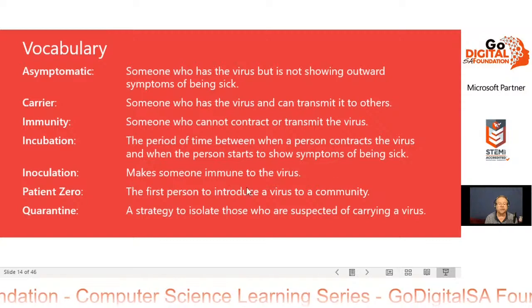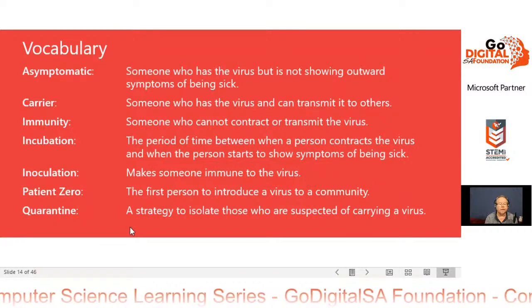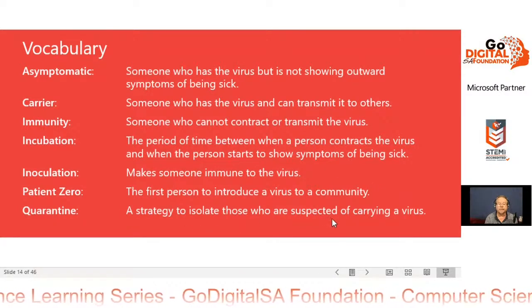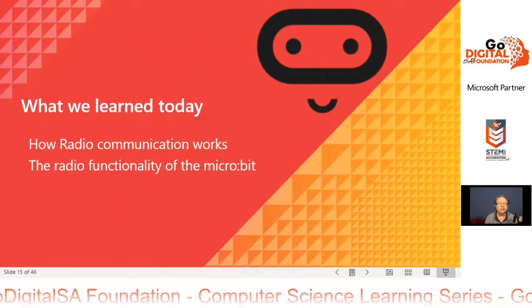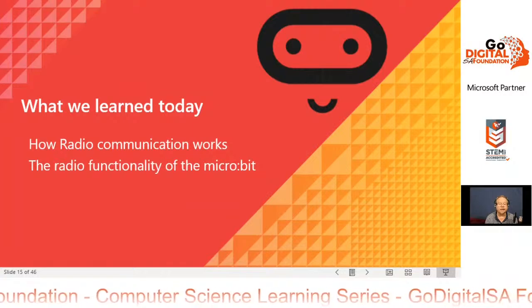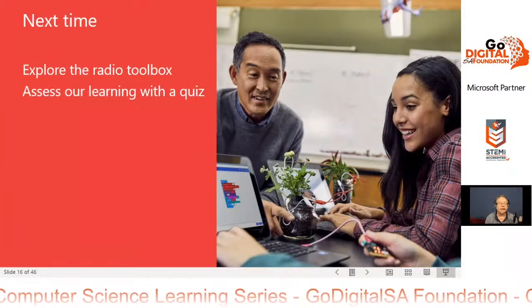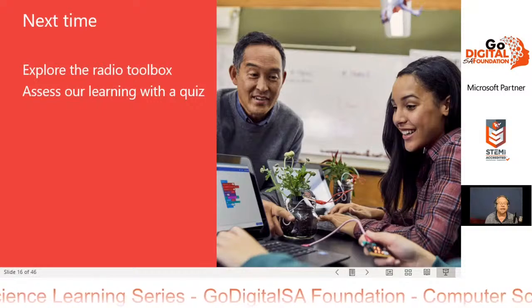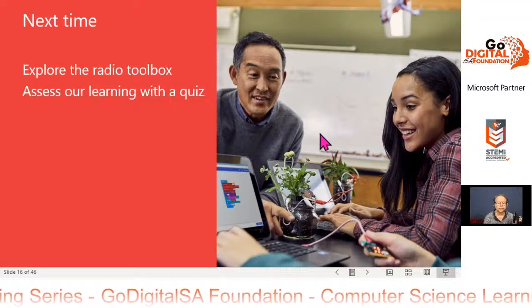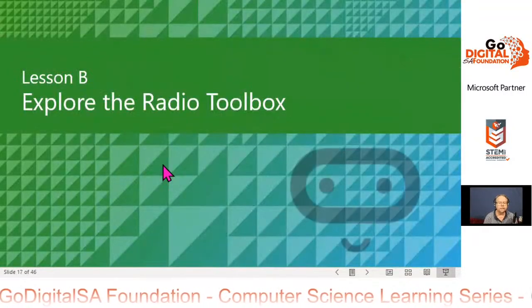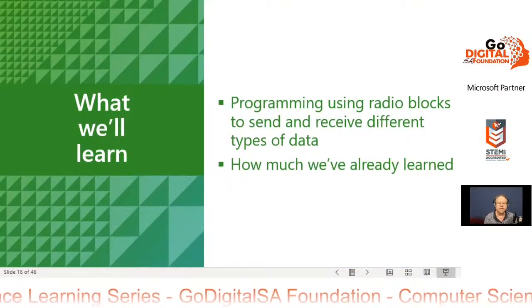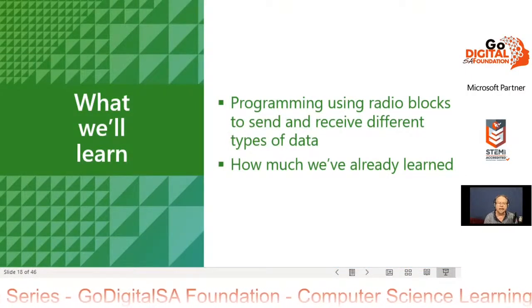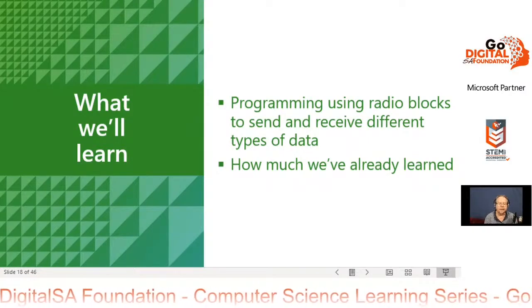Patient 0, the first person to introduce a virus to a community. And quarantine, a strategy to isolate those who are suspected of carrying a virus. So what we learned: how radio communications works, and the radio functionality of the microbit. Okay, so in lesson B, we're going to explore the radio toolbox and assess our learning with a quiz. Okay, lesson B, explore the radio toolbox. So what we'll learn: programming using radio blocks to send and receive different types of data, and then we'll review what we've learned.